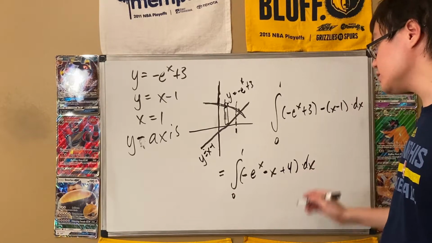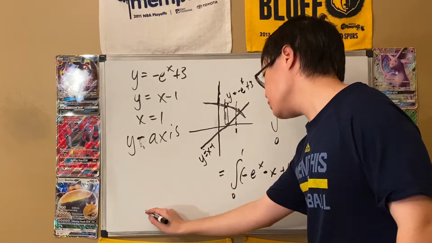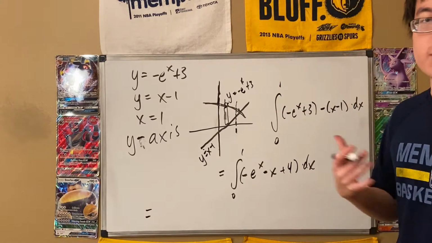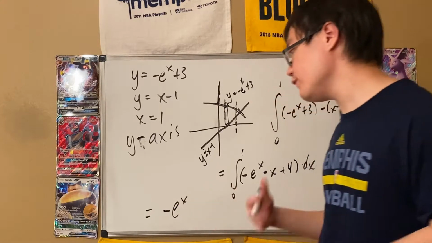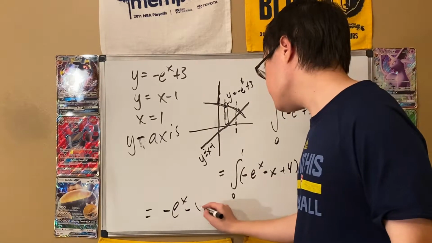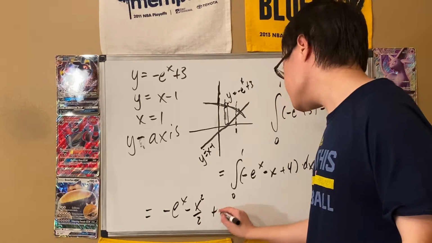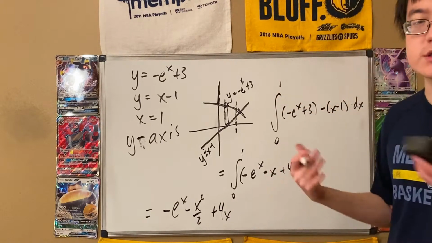And we can quickly do these integrals. Again, we're not really focusing on this, but it's nice to review integrals as you learn this. So it's going to be negative e to the x, because the integral of e to the x is itself. It's going to be minus x squared over 2. Then we're going to be plus 4x, because the integral of 4 is 4x.